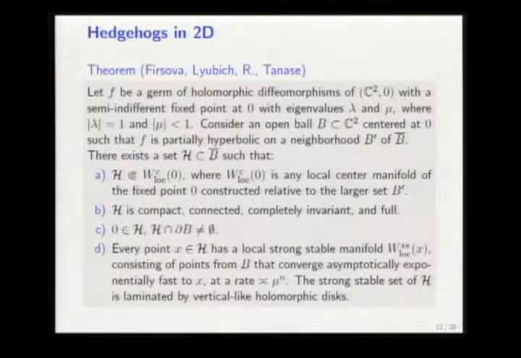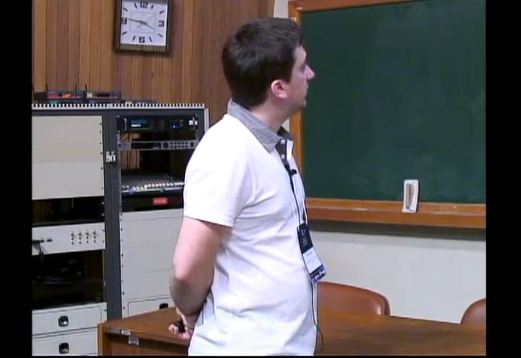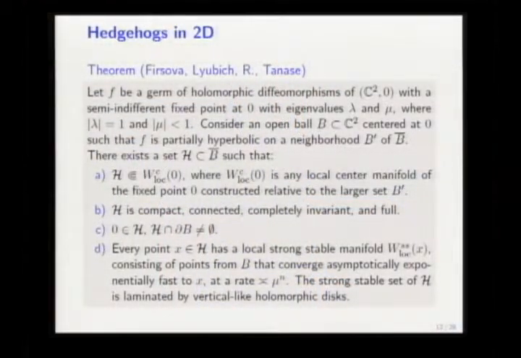So don't forget the center manifold can be defined with respect to a neighborhood of the closure of the ball. So it's bigger than the hedgehog. 0 is in the hedgehog, so it contains the fixed point, and it intersects the boundary of the ball. This is a crucial property because it has to be big in some sense. It cannot be too tiny.